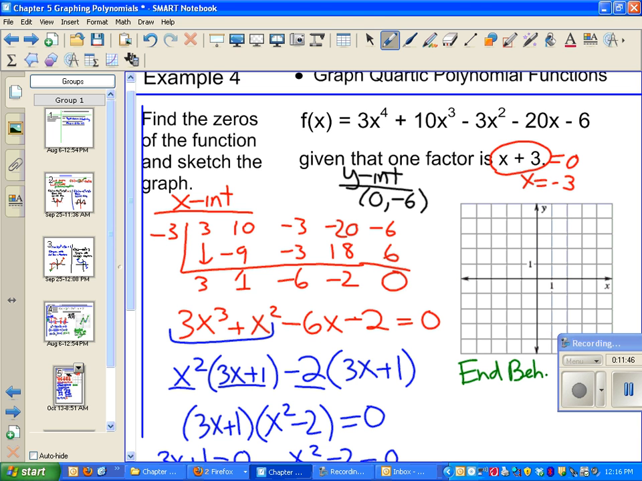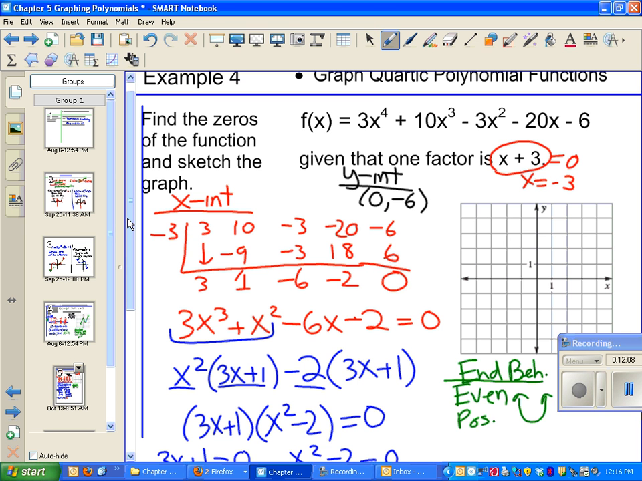My end behavior, so my options are positive or negative, and even or odd, and this is an even function. And 3 is positive. My leading coefficient is positive. So just like a quadratic, it's going to start up and end up. All right, so now that I have all that, we'll graph.